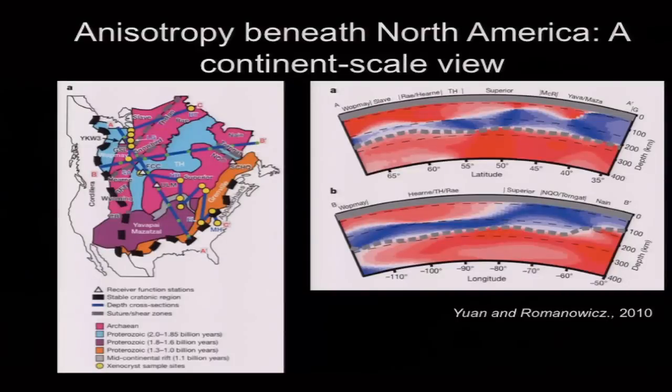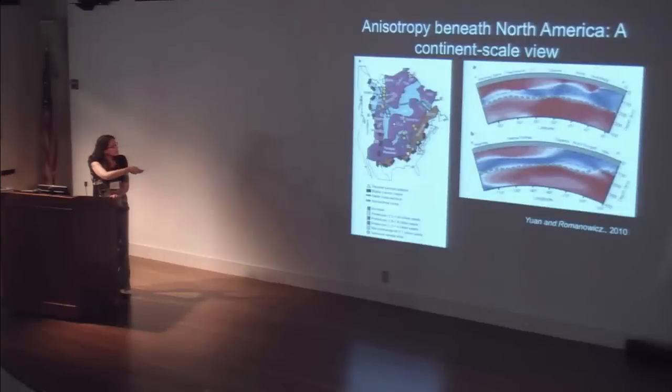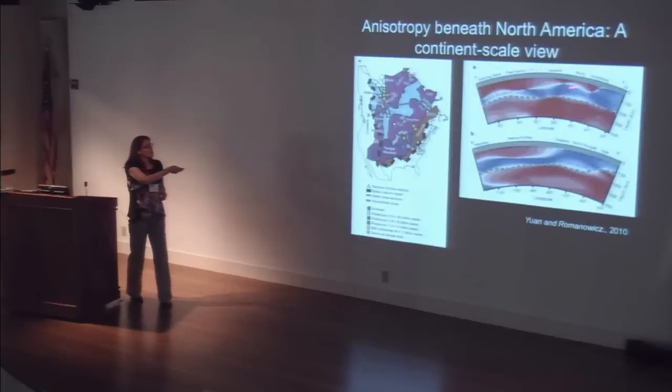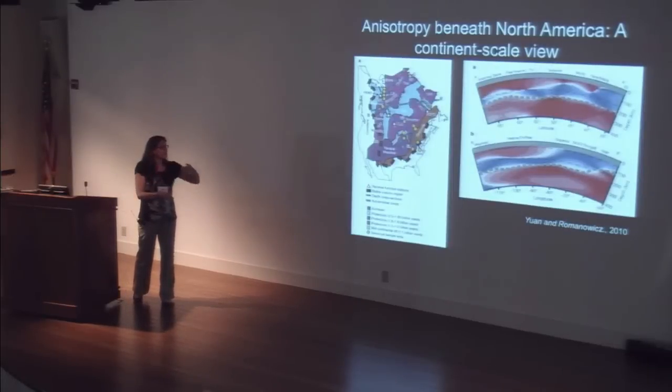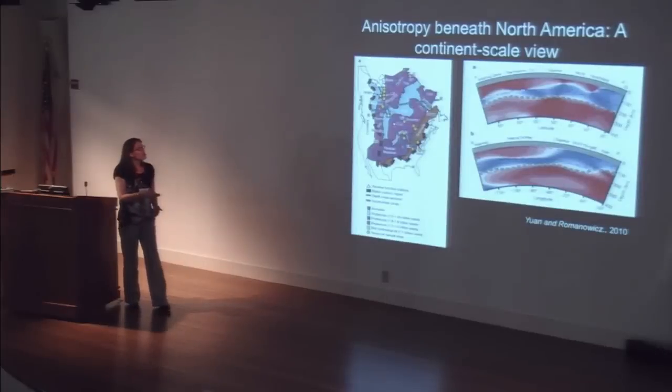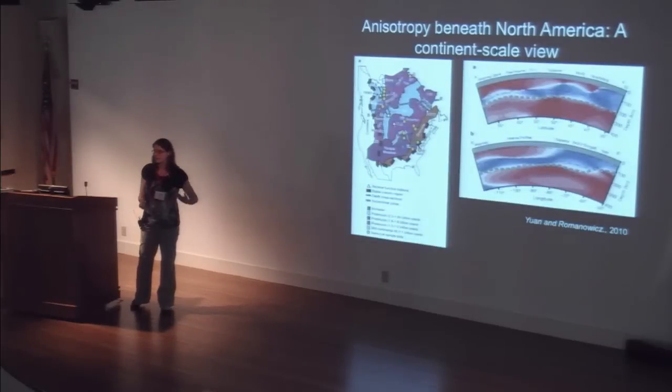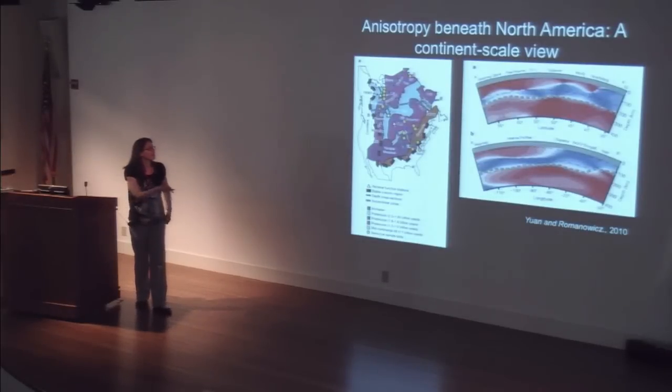So this is a version of the United Plates of America map that we've seen, and these are some cross sections. So I think this top one is this one, and then the bottom one is this one, through the anisotropy model. And so the colors here are representing basically the direction of the fast axis. So this is the azimuthal anisotropy part of the model, and this thick dashed line is corresponding to the base of the lithosphere, so the LAB.